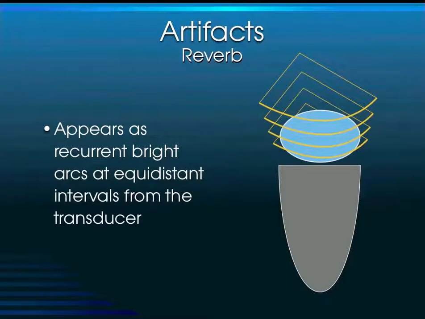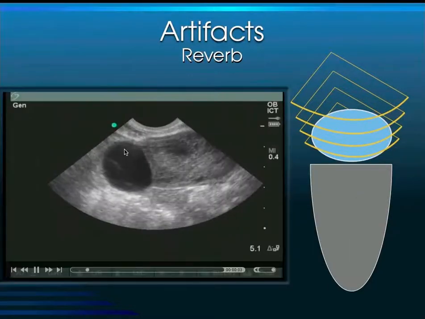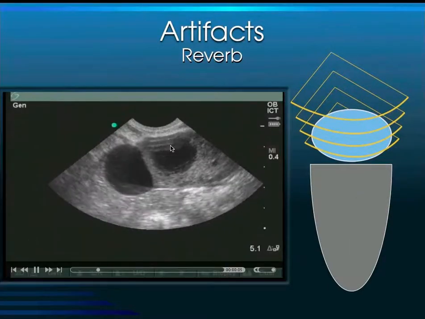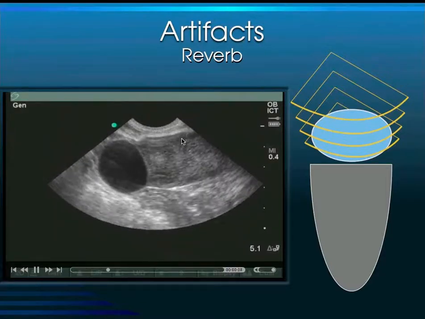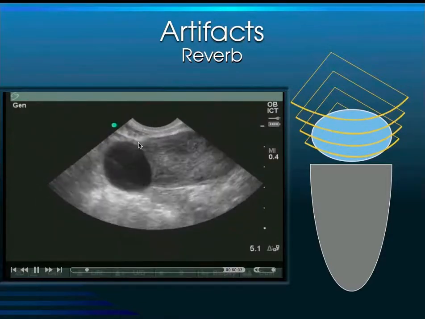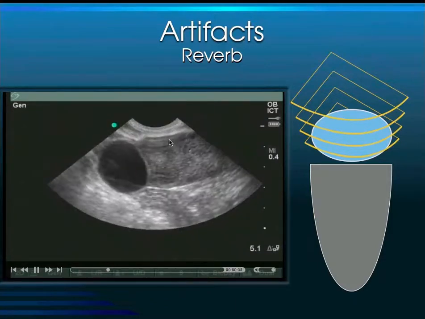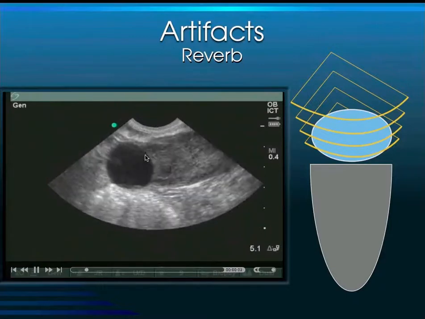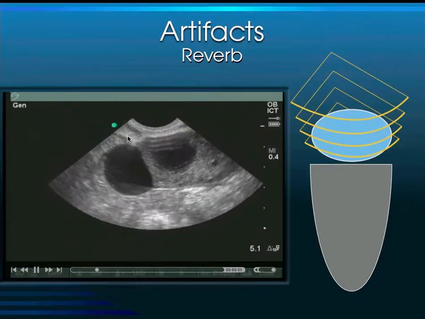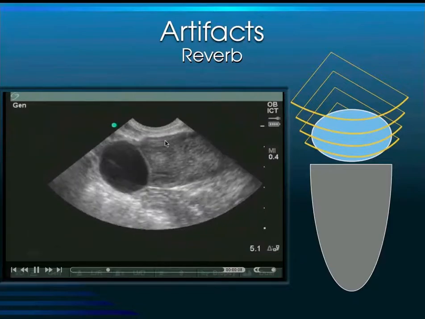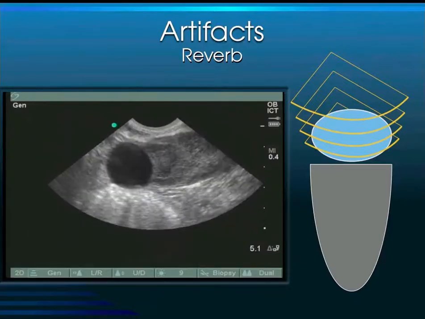Reverberation artifact appears as equidistant arcs from the transducer. When you see these equidistant reverberation artifacts, and we see that a lot on transducers, you don't want to mistake that for something anatomic or pathologic. So this is an ovarian cystic structure here seen with the intracavitary transducer, and we see these equidistant arcs coming down right here, and that's not a hemorrhagic cyst or anything clinical. That's simply reverberation artifact. We see it anytime we use a curved or a phased array transducer. Very commonly we see these reverberation artifacts.